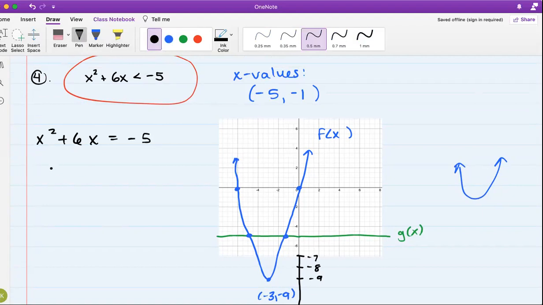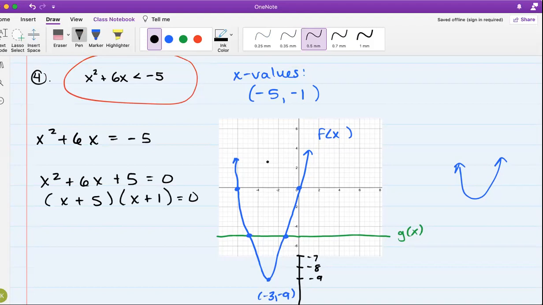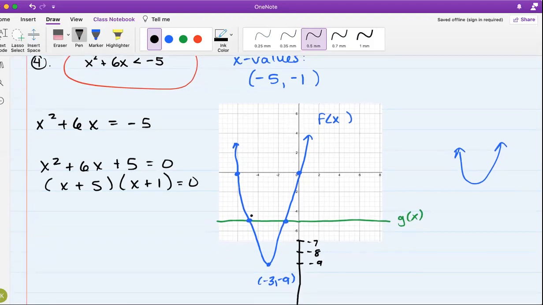And then we move over the 5 and we factor, which will be the same numbers that we got before. So they will intersect at -5. So when x is -5, and also when x is right over here. Let's do a better job of showing where these intersect.